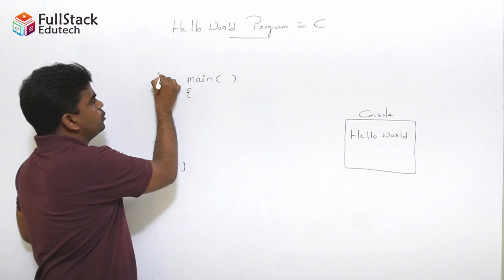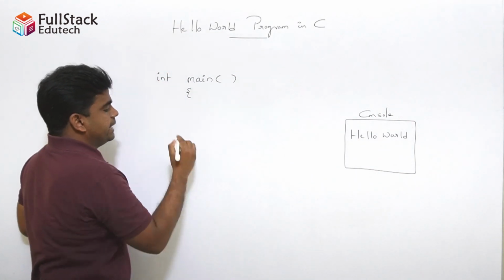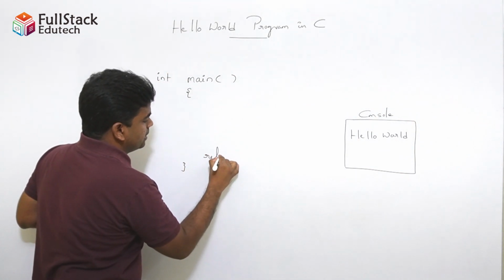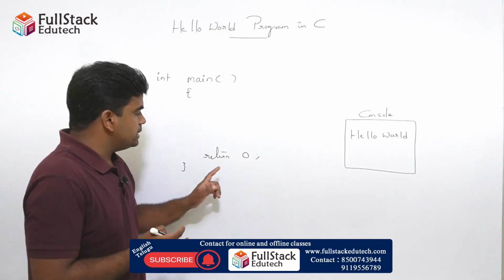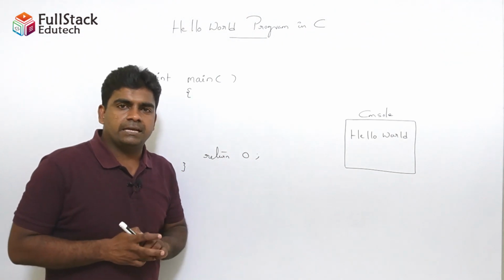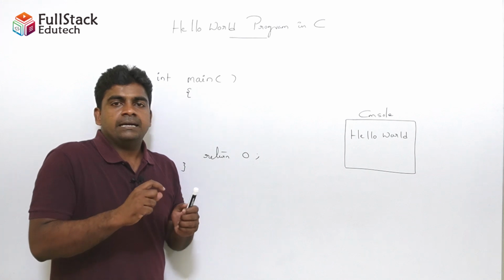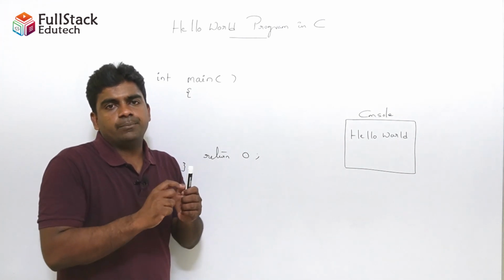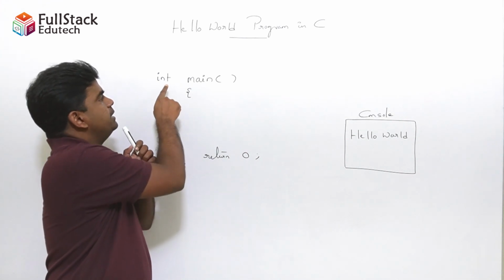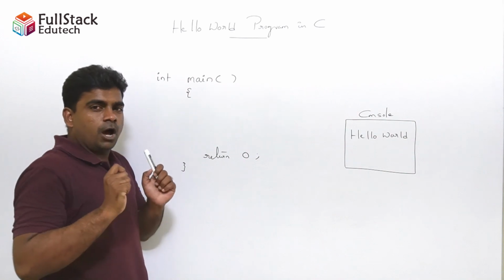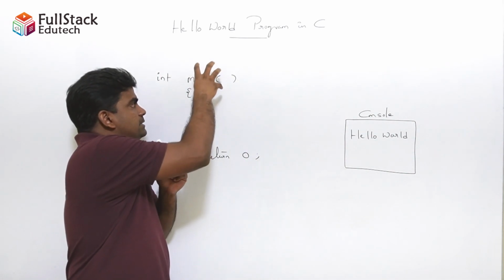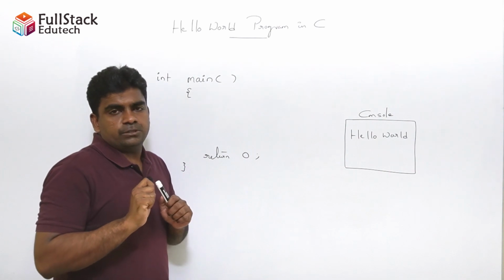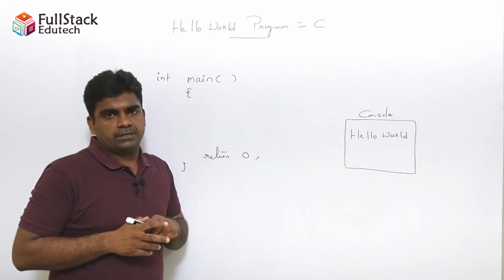If you want to follow the rules exactly, int and here return 0. If you are not writing these two things also, the program will execute. But if they ask, tell me exactly about that main function. This is actually called the return type. Now you cannot understand, but just remember that program execution starts from the main function.